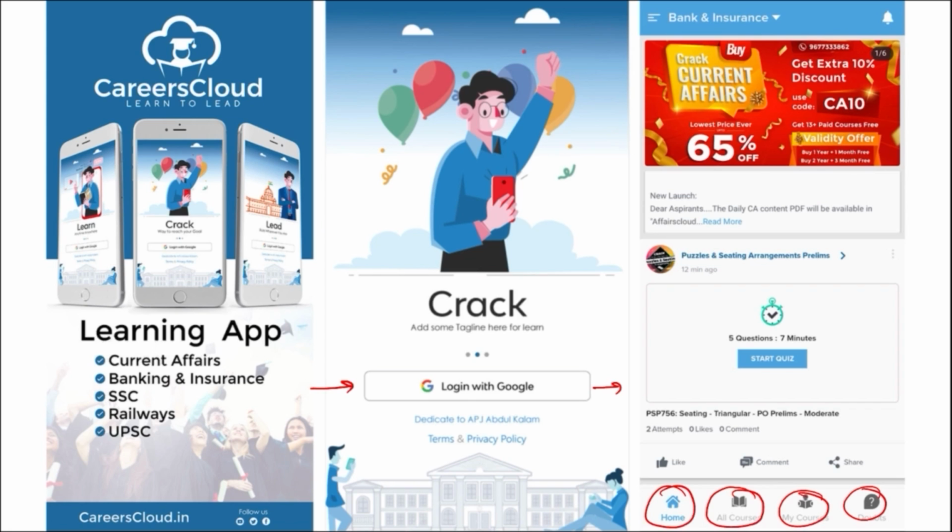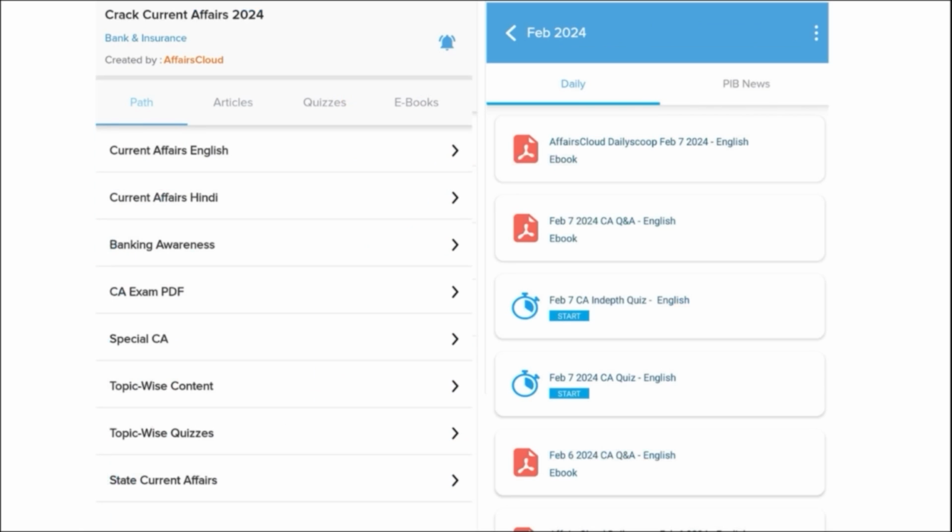On this application, you will be getting multiple PDFs and multiple content on a daily basis that will enhance your learning. Our first segment is daily current affairs. We make sure to provide you current affairs daily in both English as well as Hindi. The PDFs are uploaded on our application, and apart from this, we also provide you with quizzes that will help you revise the content after you have gone through the PDF.